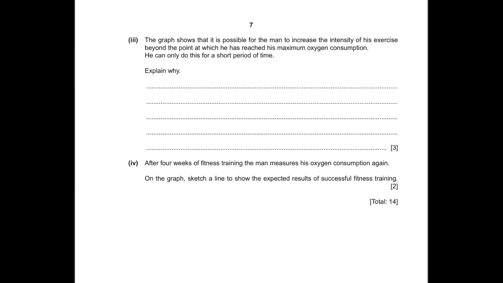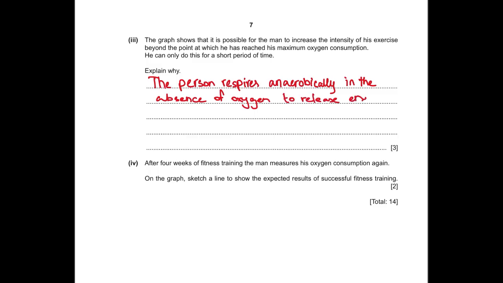The graph shows that it is possible for the man to increase the intensity of his exercise beyond the point at which he has reached his maximum oxygen consumption. He can only do this for a short period of time. Explain why. So a person can increase the intensity of exercise through anaerobic respiration, which is respiration in the absence of oxygen to release energy.